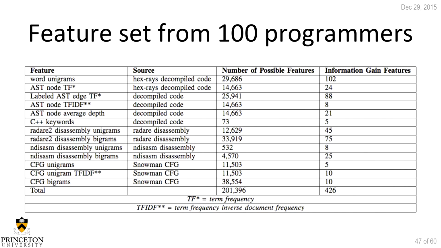And for example, when we have 100 programmers, we extract their features from their 900 binary executable samples, and we get about 200,000 features once we get all of our features. Once we run information gain on this, we see that only 426 of them in this particular data set represent coding style. So we focus on these 426 features.